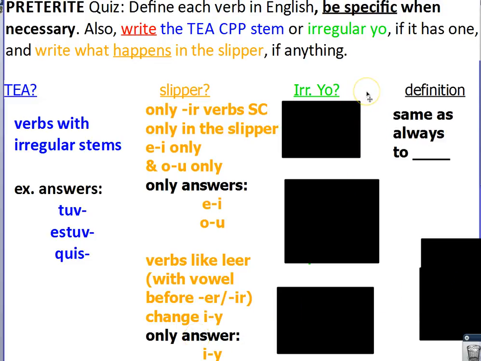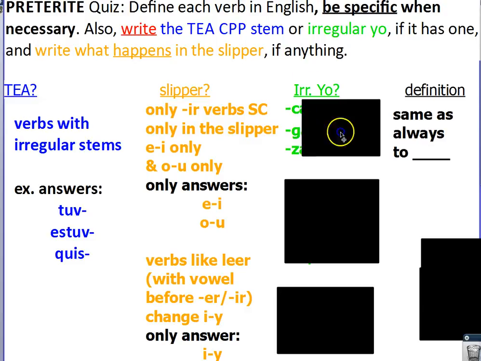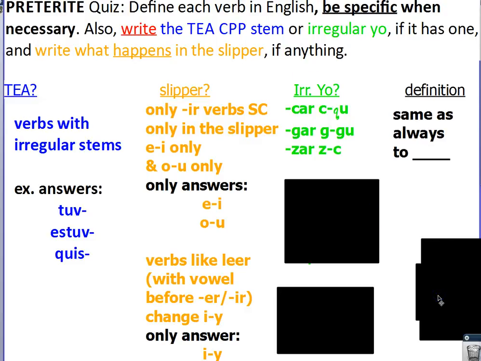And then the verb quiz will ask you, does the verb have an irregular yo? And if it does, to write it. Well, what types of verbs have irregular yos in the preterite? Car, gar, and zar verbs have irregular yos in the preterite, and we have to change the C to QU, the G to GU, and the Z to C.